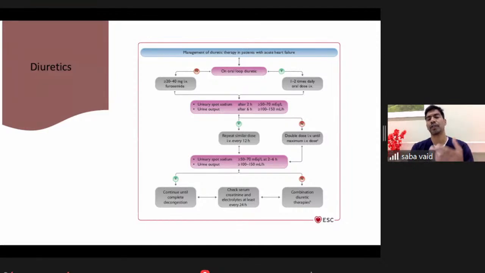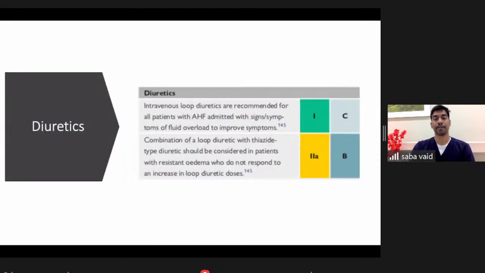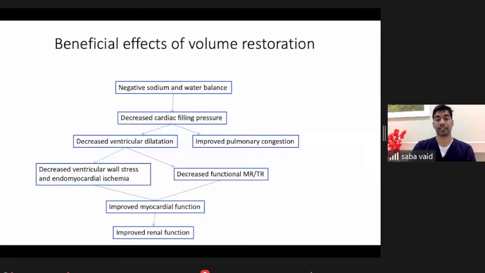There are numerous ways of dealing with this. Some people put patients on diuretic infusions, furosemide infusions, and it works really well. But all you have to do is monitor them very closely so that you achieve the desired negative balance by the period that you want to achieve. That is with the diuretics. The recommendation is very strong for diuretics, especially the loop diuretics. And if these patients are resistant to loop diuretics, the recommendation is to add a thiazide diuretic and see how the response is.